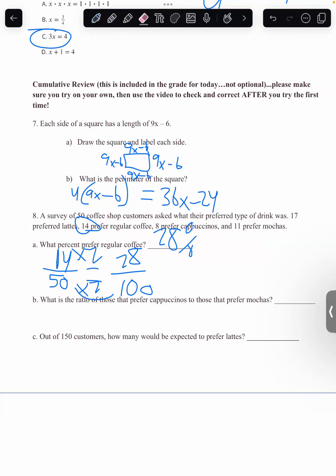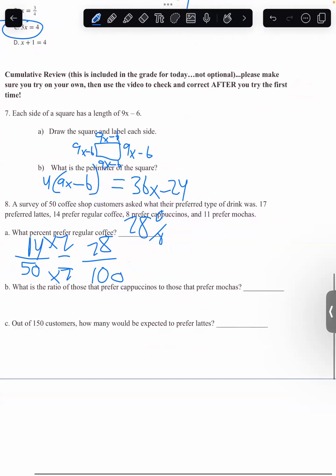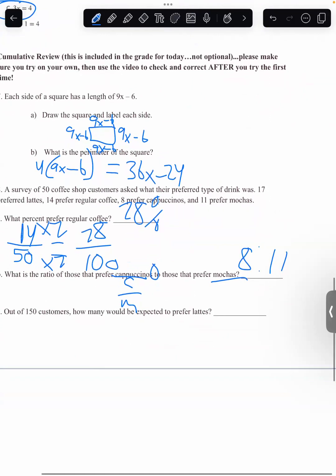Next one, we have the ratio of those that prefer cappuccinos to mochas. So this is cappuccino over mocha. Cappuccinos was 8, and then mochas is 11. You could have written it that way, or that way, or that way.